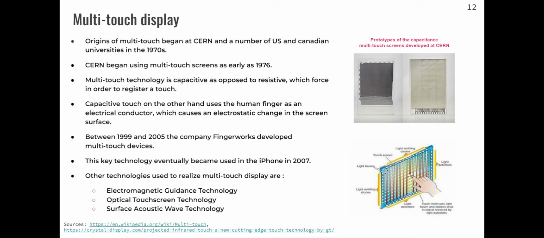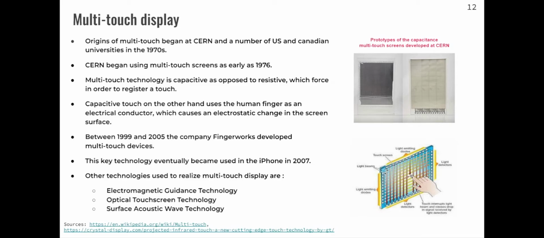Multi-touch technology is capacitive as opposed to resistive, which was a kind of technology in which you had to use force in order to register a touch. Think of ATM screens, for example. Early PDAs, which are personal digital assistants like the Apple Newton or Windows mobile devices, used this kind of technology, making them clunky to use. This was the main reason why most of the public was skeptical of touchscreen devices at the time of the iPhone's release.